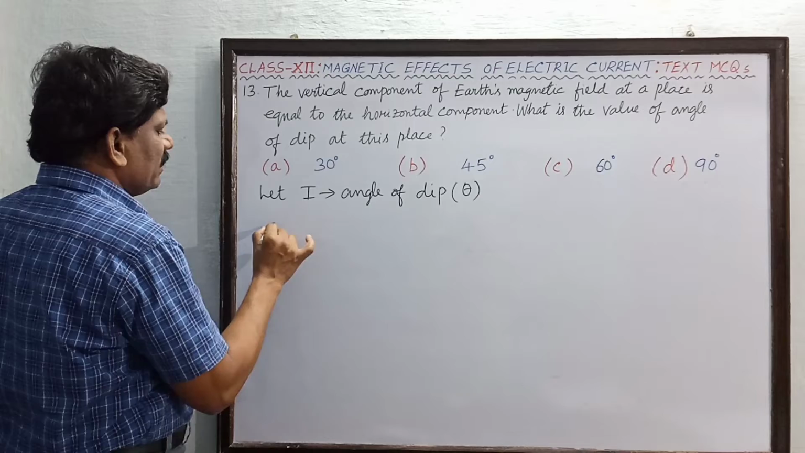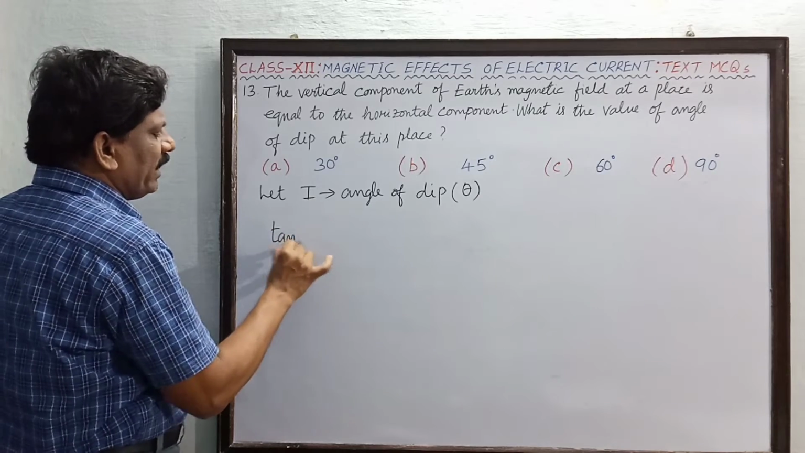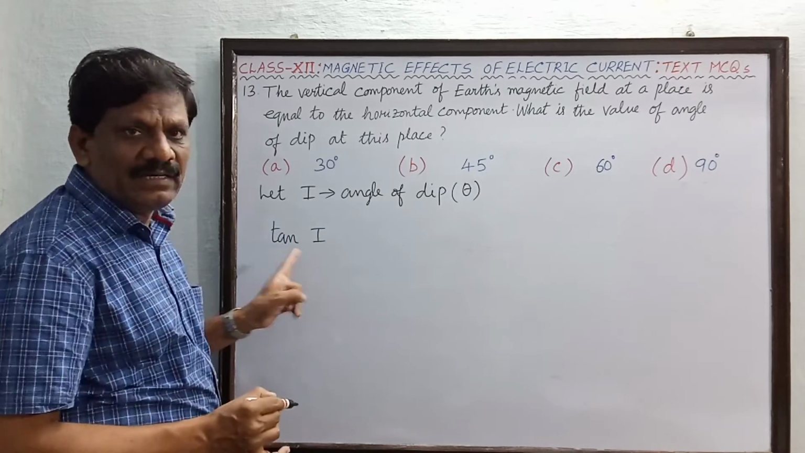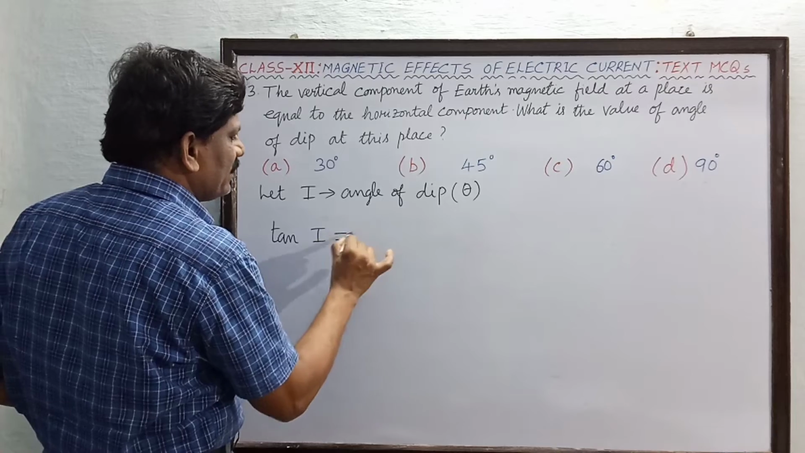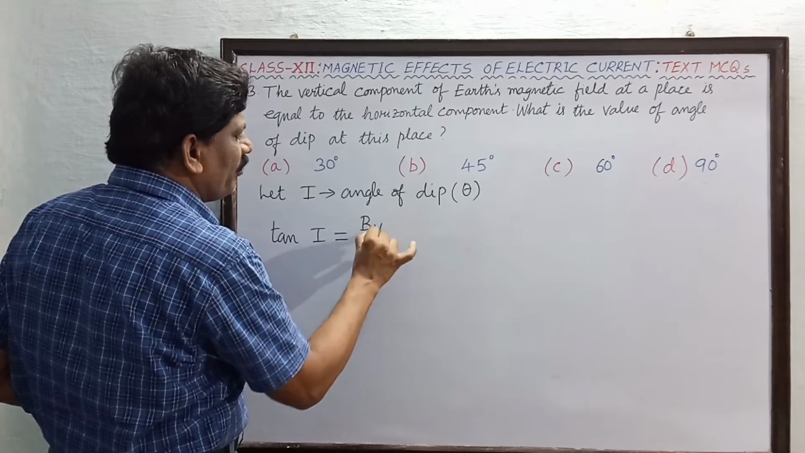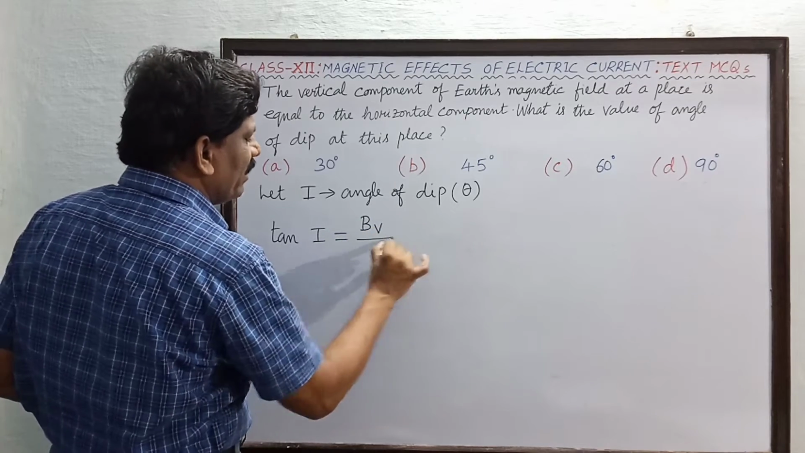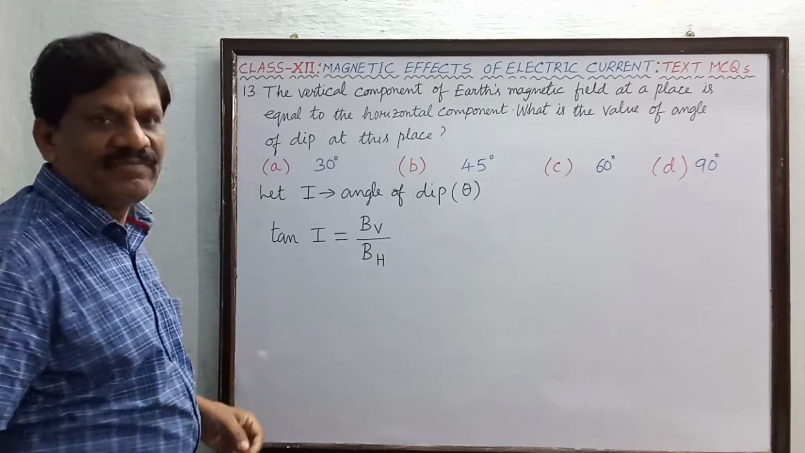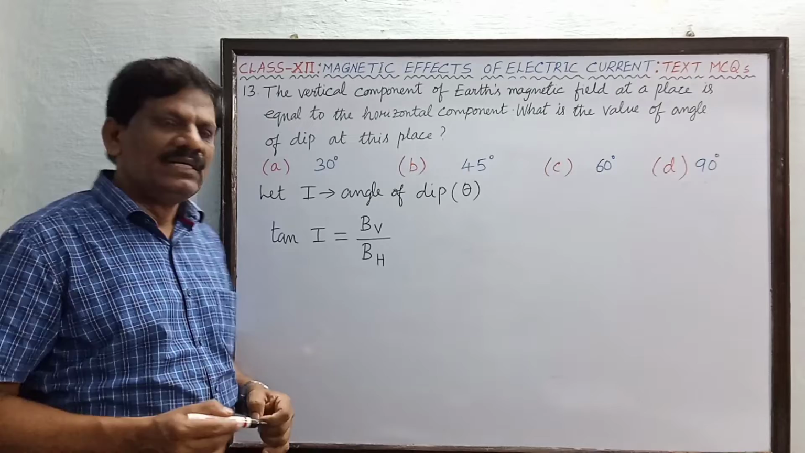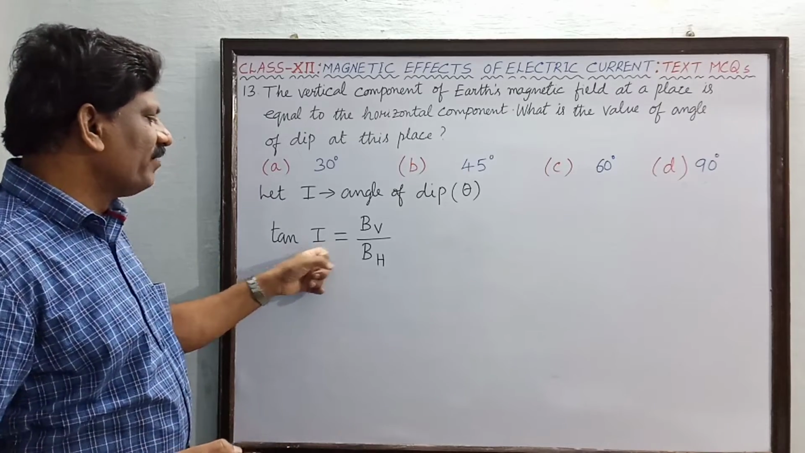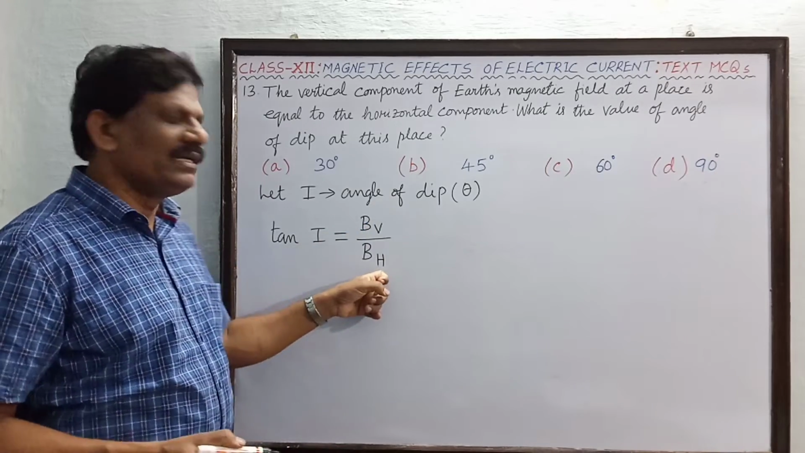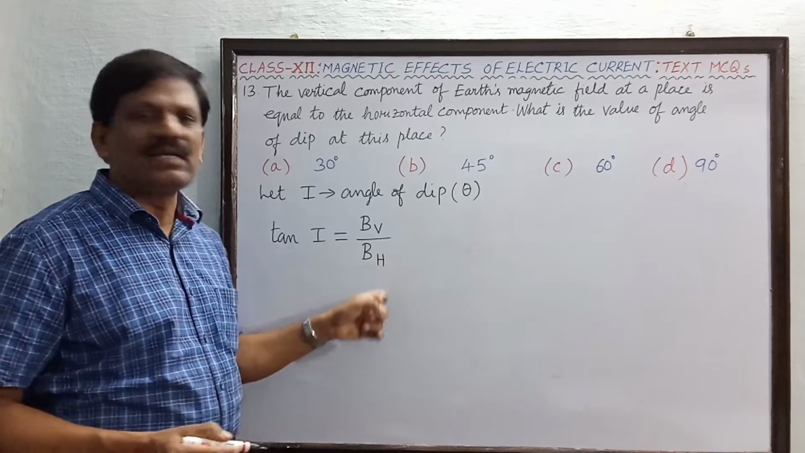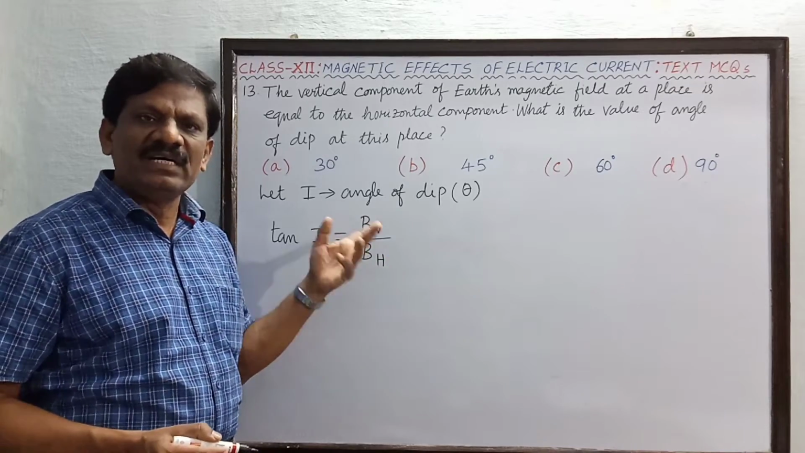Now tan of angle of dip, tan I, is equal to the vertical component of the Earth's field divided by the horizontal component of the Earth's magnetic field. So tangent of the angle of dip is equal to vertical component of the field by horizontal component of the field of the Earth.